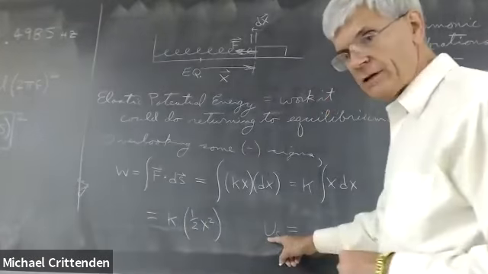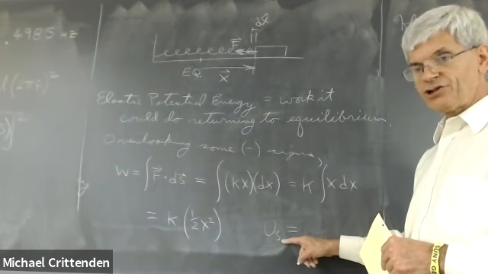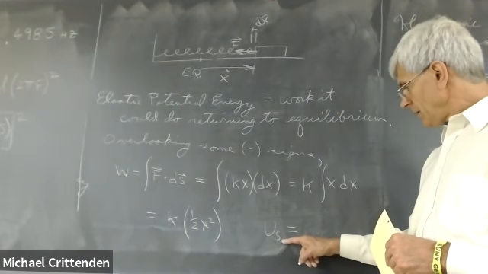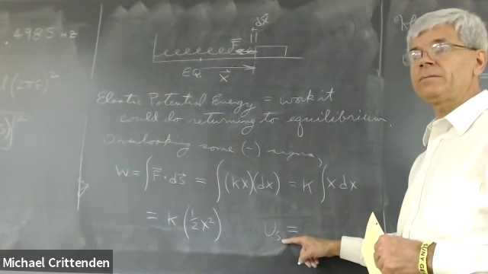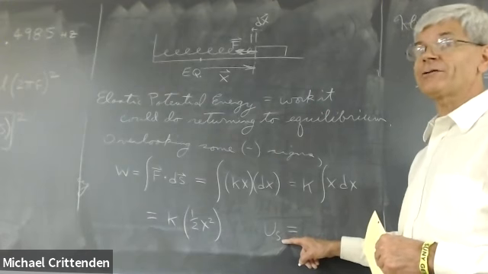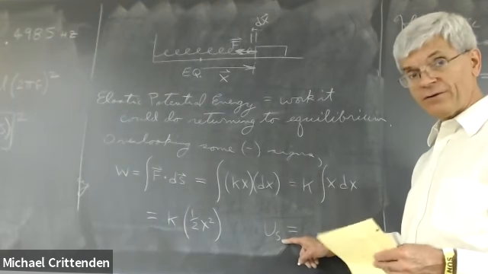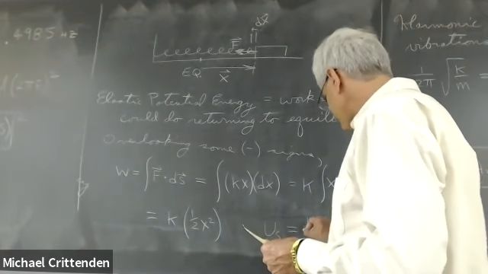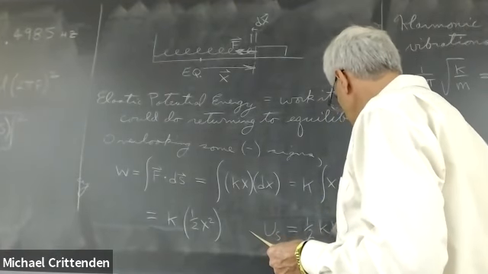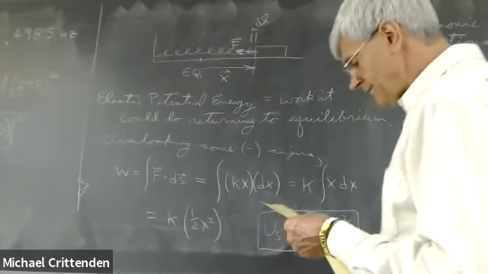U for potential energy. When it was gravitational, I put a G subscript on it. I don't want to use an E for elastic because when we get back in January, there'll be electric potential energy, and that starts with E also. So how about S for a spring, okay? The energy stored in a spring is one half kx squared.